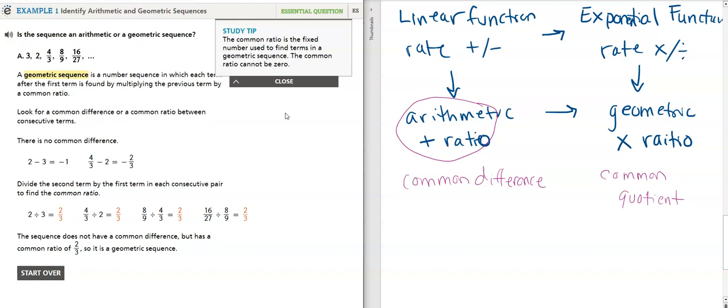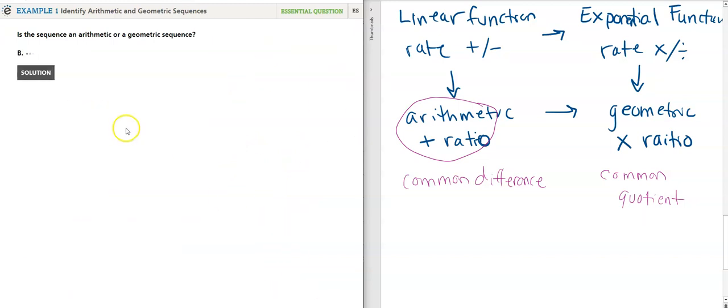This common ratio cannot be 0, just as a reminder, because if I divide and get 0, then it's not really a sequence anymore. You can't divide and get 0. If I divide and get 1, then it would be the constant number. But that's just a study tip there.